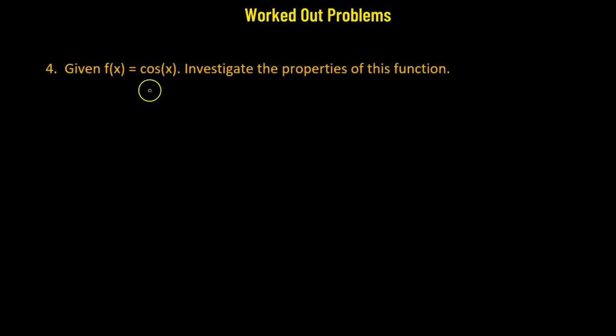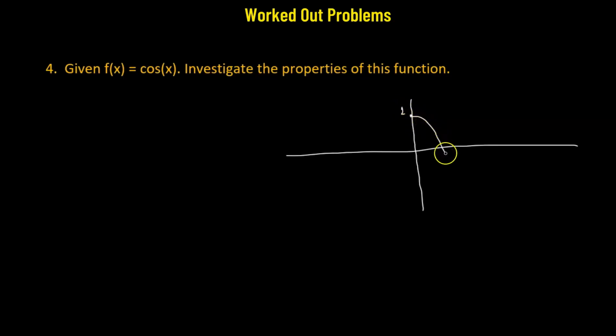So we have the function f of x is equal to cosine of x. This is also a trigonometric function. Let's try to sketch the graph of this particular function. We have our y-axis and our x-axis. The only difference between the sine function and the cosine function is that the cosine function is going to start with a value of 1 at the origin, and then it's going to decrease. At pi over 2, it's going to be 0, and then at pi, it's going to have a minimum value of negative 1.